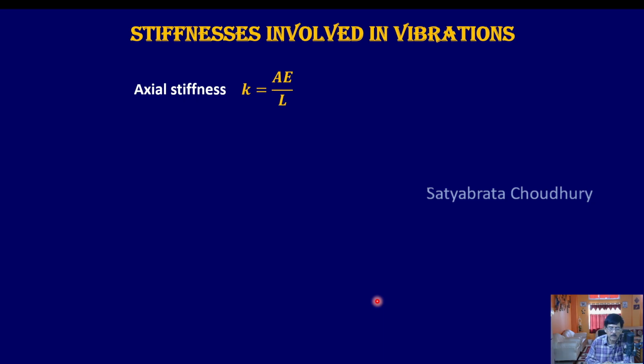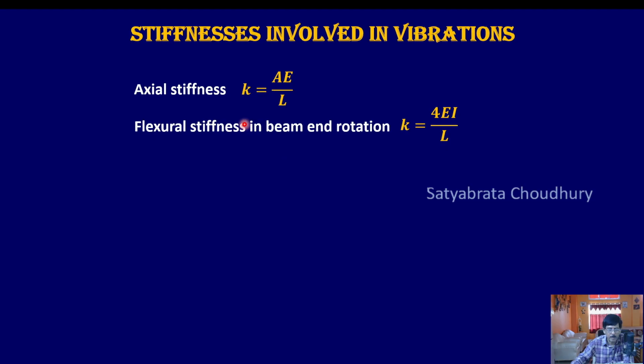Let us see the stiffness concerned with the different vibrations. In the axial vibration, axial stiffness is given by AE by L. A is the area of section, E is the modulus of elasticity, L is the length of the system, K is the stiffness. For flexural stiffness in a beam against rotation, K equals 4EI by L.